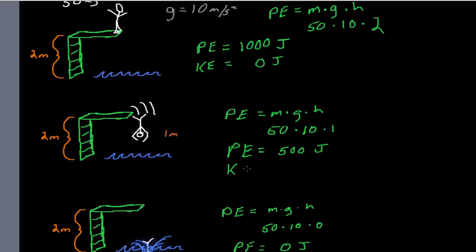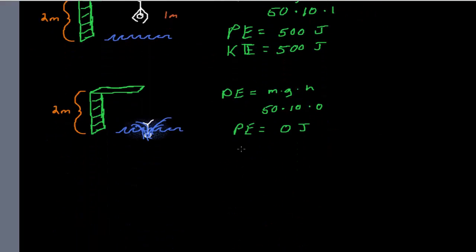In this one, he's moved halfway down. Oops, there should be an E. Half of his energy has been converted from potential to kinetic, so it's 500 joules, his kinetic energy. And in this case, he's reached the bottom. All of his energy has been converted to kinetic, to movement, from non-movement. So his kinetic energy is 1,000 joules.